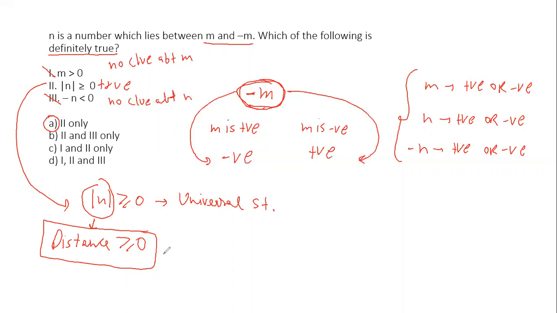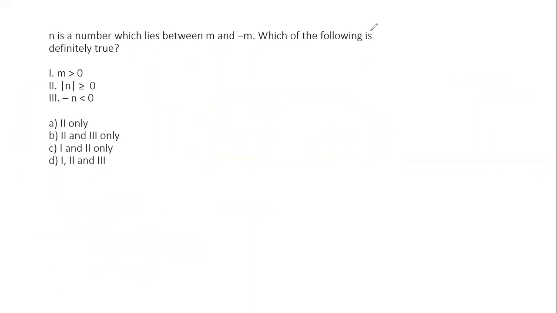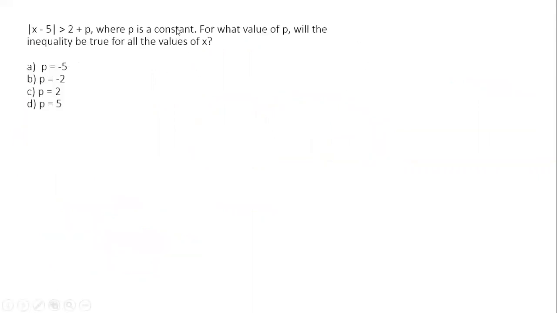So you just have to know this fact regarding the modulus, that the modulus is nothing but the distance, and the distance can never be negative. It will either be 0 or it will be greater than 0. Now guys, keeping this fact in mind that the distance is always greater than or equal to 0, let's try one more question which is actually testing me on this particular logic only.